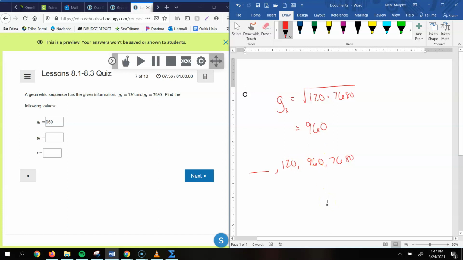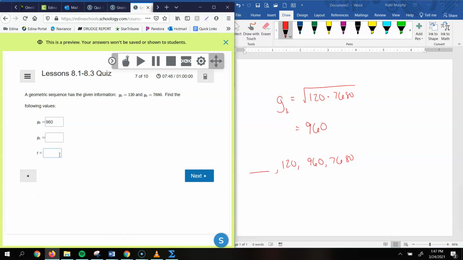So if I take 960 divided by 120, we would get 8 as our answer. Or if I took 7,680 divided by 960, we would also get 8 as our answer. So our constant ratio here is 8.